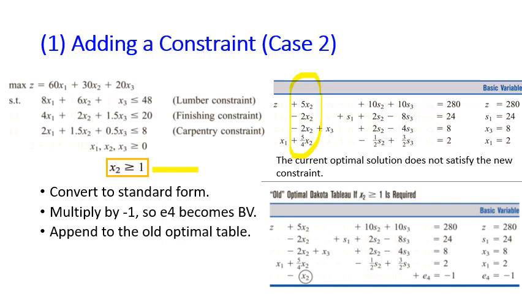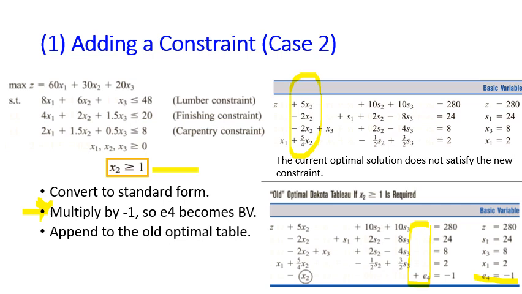Okay, so we have minus x2 plus E4 equals minus 1. This becomes minus because here we multiply the entire constraint by minus 1. So originally it was x2 minus E4 equals 1. After the multiplication it becomes minus x2 plus E4 equals minus 1. The purpose is to make E4 a basic variable. So you can see that E4 here is in the canonical form, so E4 becomes a basic variable.